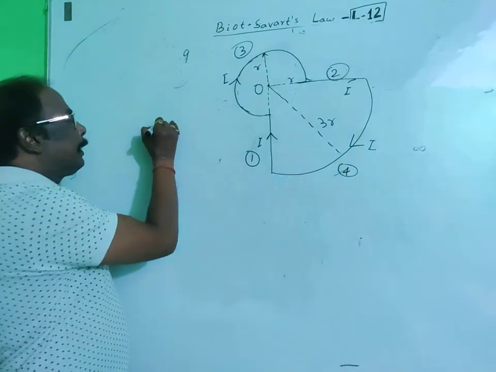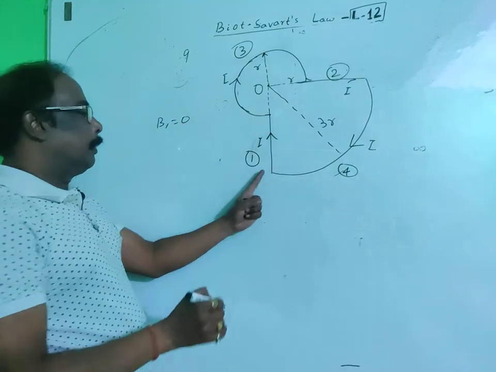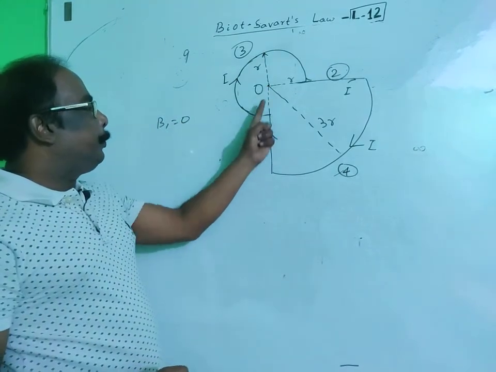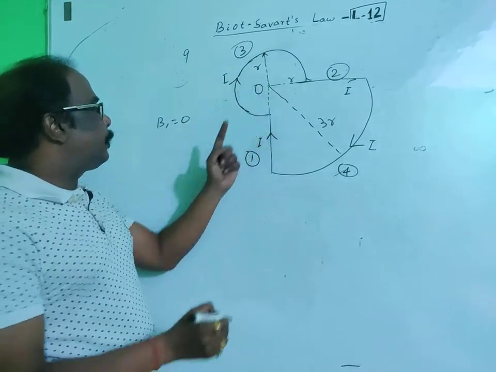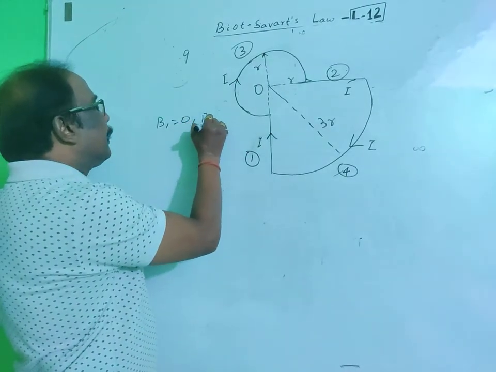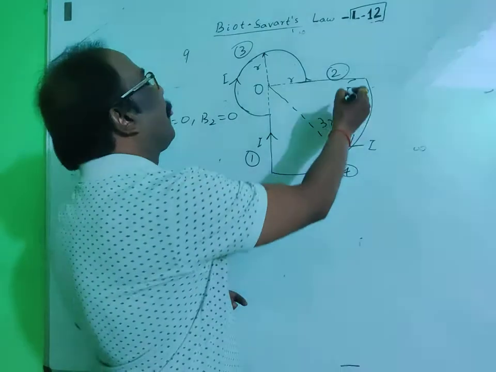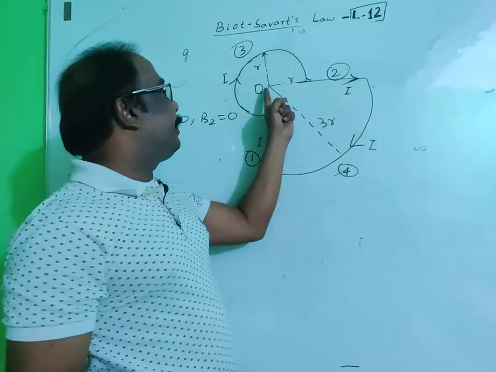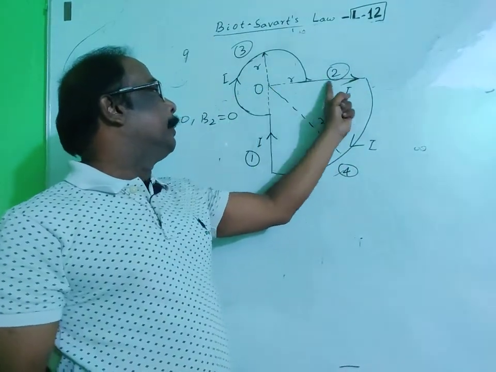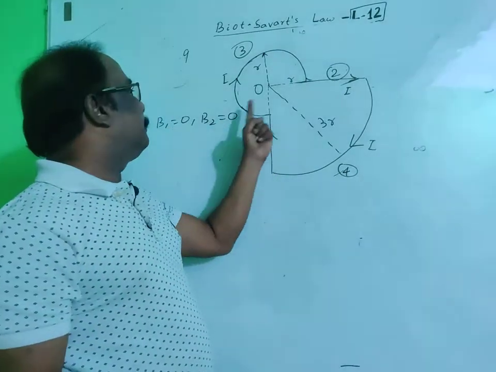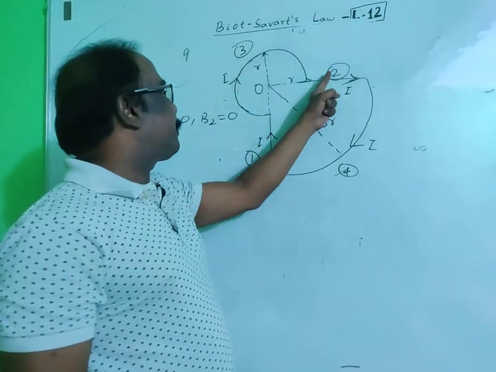Then obviously magnetic field due to conductor 1 is 0 because point O lies along the direction of current, and similarly magnetic field due to conductor 2 is 0. Current is flowing along this direction and point O lies along the direction of flow of current, then B1 and B2 are 0 due to these straight conductors.